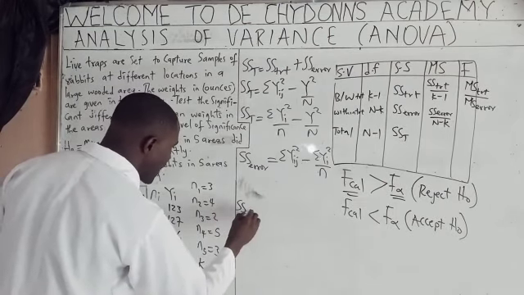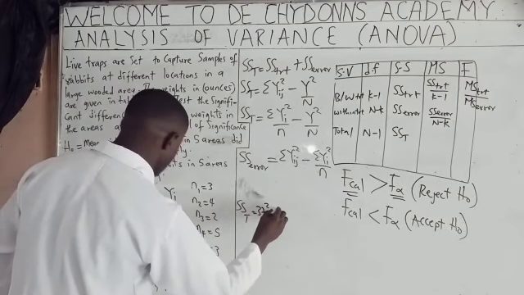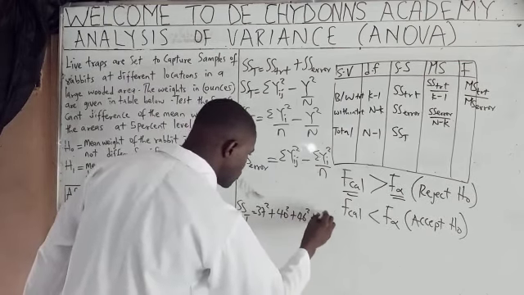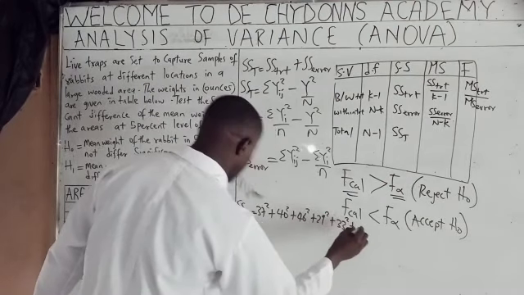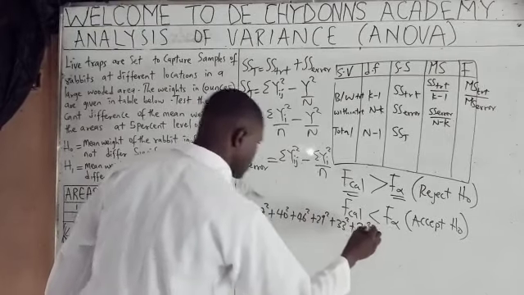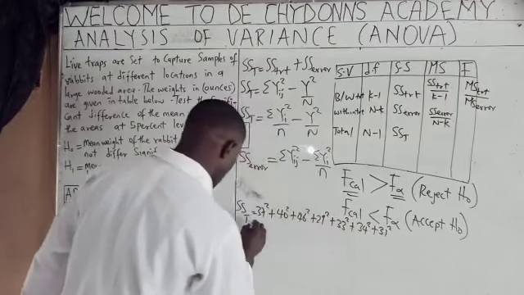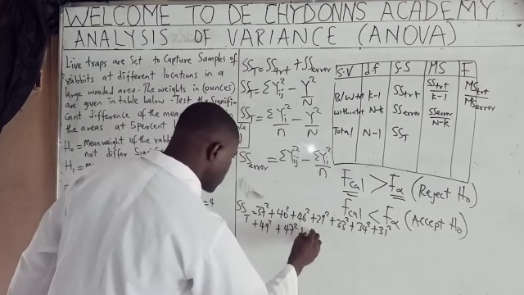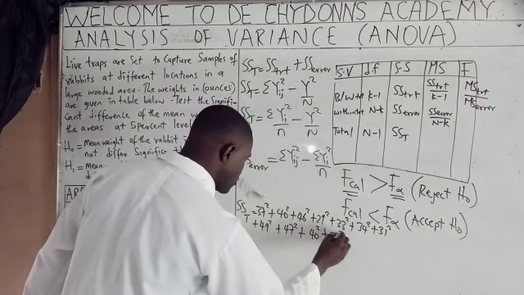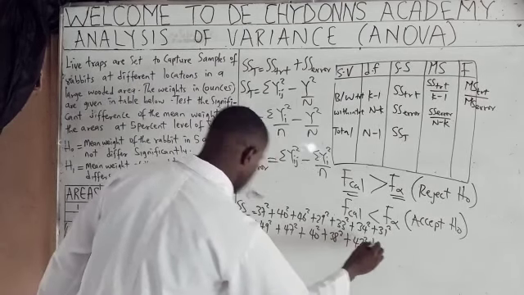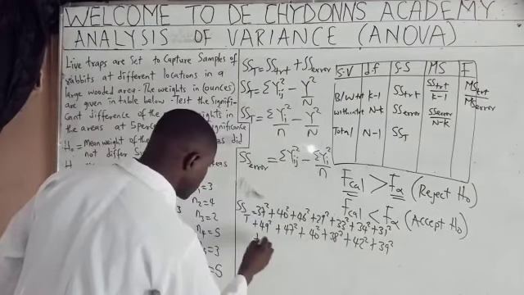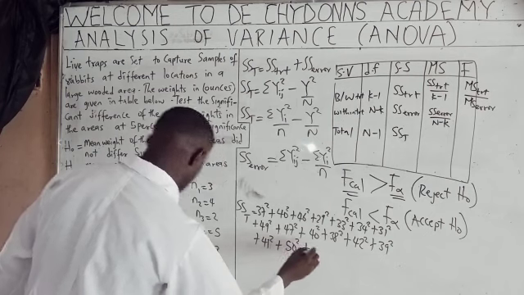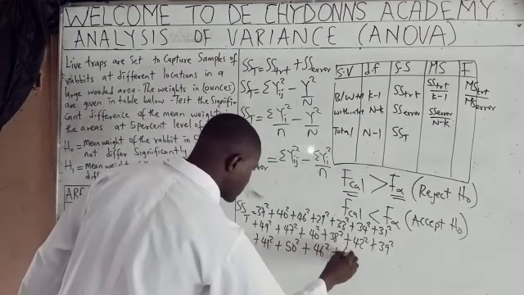SS total equals 37 squared plus 40 squared plus 46 squared plus 29 squared plus 33 squared plus 34 squared plus 31 squared plus 49 squared plus 47 squared plus 40 squared plus 38 squared plus 42 squared plus 39 squared plus 41 squared plus 50 squared plus 46 squared plus 49 squared.